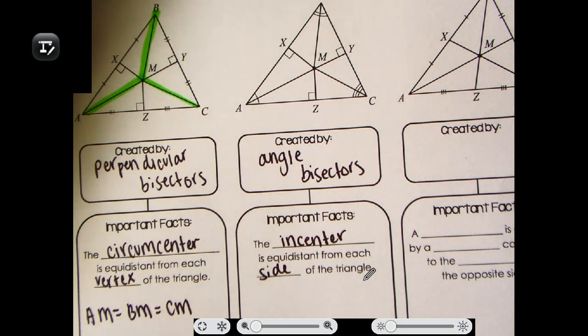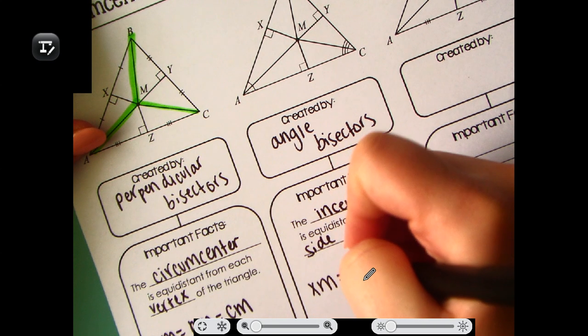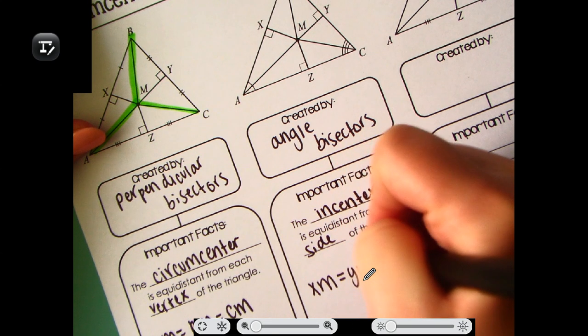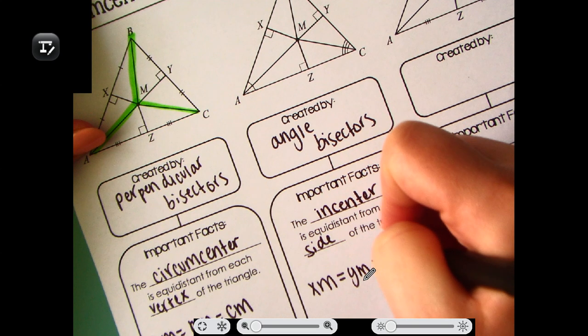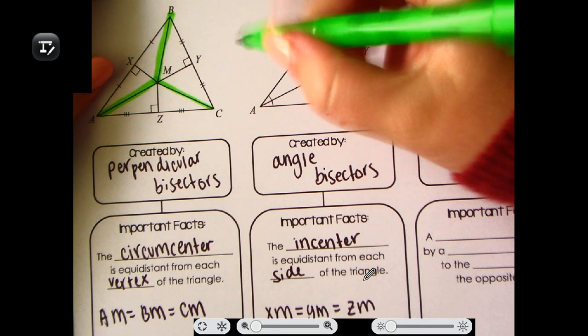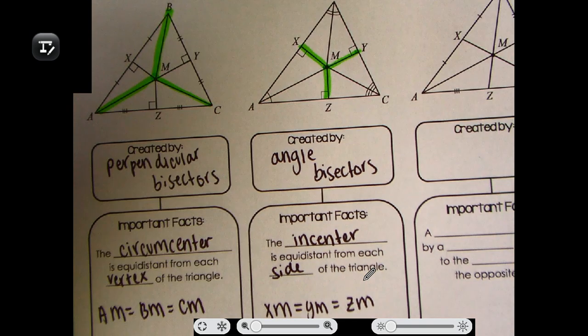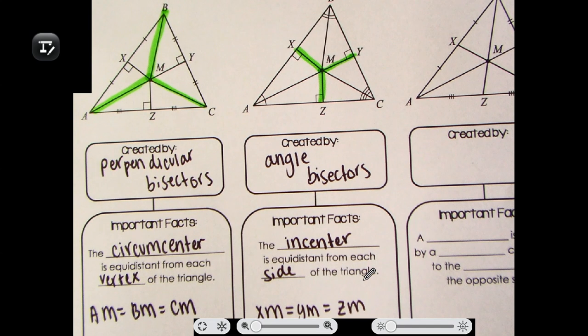So we're talking about XM is equal to YM, which is equal to ZM. And I'm going to highlight those so you can see. So we're talking about these ones. Those are all congruent, or equal to each other. All right, so those are circumcenter and incenter.